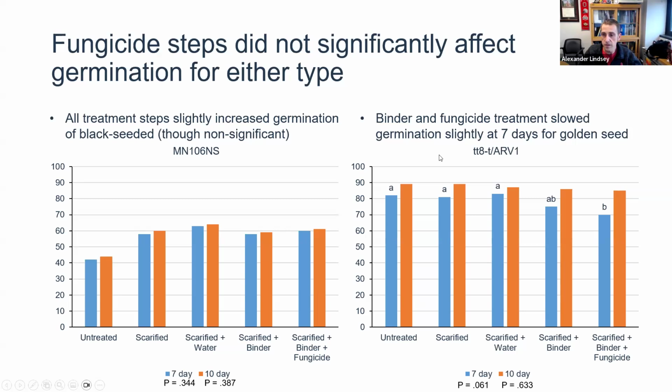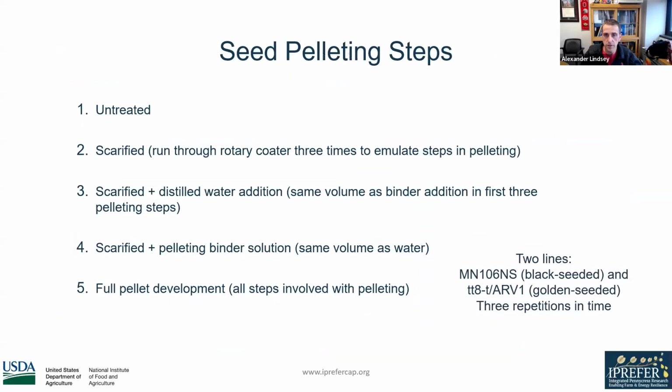We found that for the golden seed, the only thing that really started to impede germination at 7 days or slow down that germination speed index was the application of the binder and the binder plus the fungicide. For some reason, that seemed to start to slow the germination process during the 7 days, but it had no effect on final germination at 10 days. It's possible that having extra layers of material was just more physical restriction for that seed to germinate through and emerge through, which could have been slowing down that initial germination process.